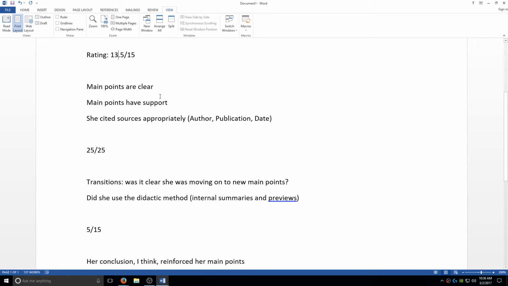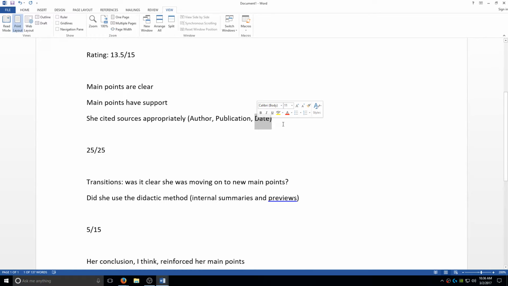The next part is the main body, which is out of 25 points. I did feel that her main points were clearly stated. It was pretty clear that she was moving on to new ideas. It was also pretty clear that she had support for those ideas. She cited her sources appropriately with author, publication, and date. I did notice, however, that on one of her citations she missed the date.